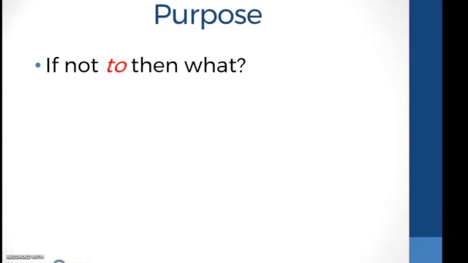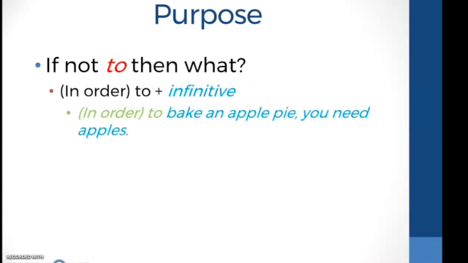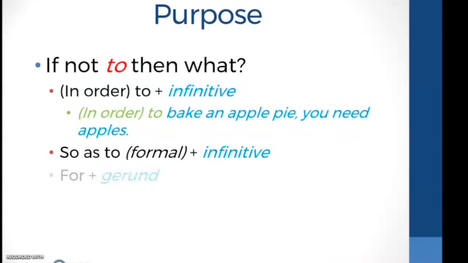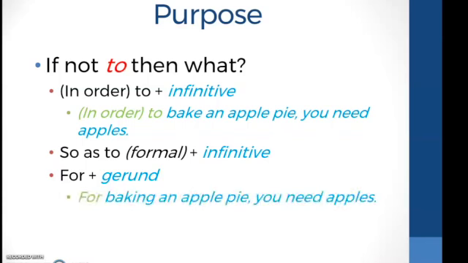The easiest word to express purpose is to, but what to use if we want to avoid using to, this super simple word? We can use instead in order to and follow it by infinitive. In order to bake an apple pie, you need apples. What a discovery! You can also use so as to, which is a little bit more formal, but works exactly like in order to. You can also use for, which you need to follow by a gerund. For baking an apple pie, you need apples.